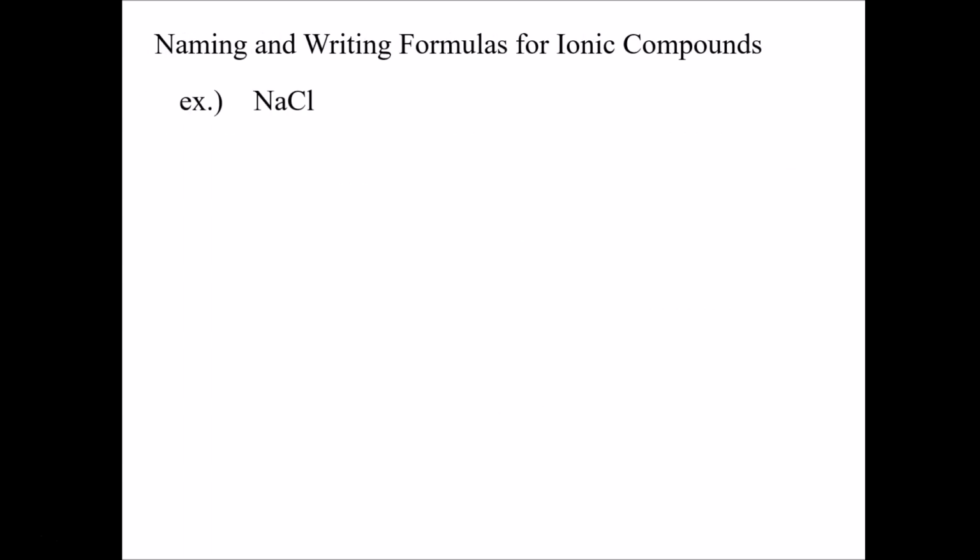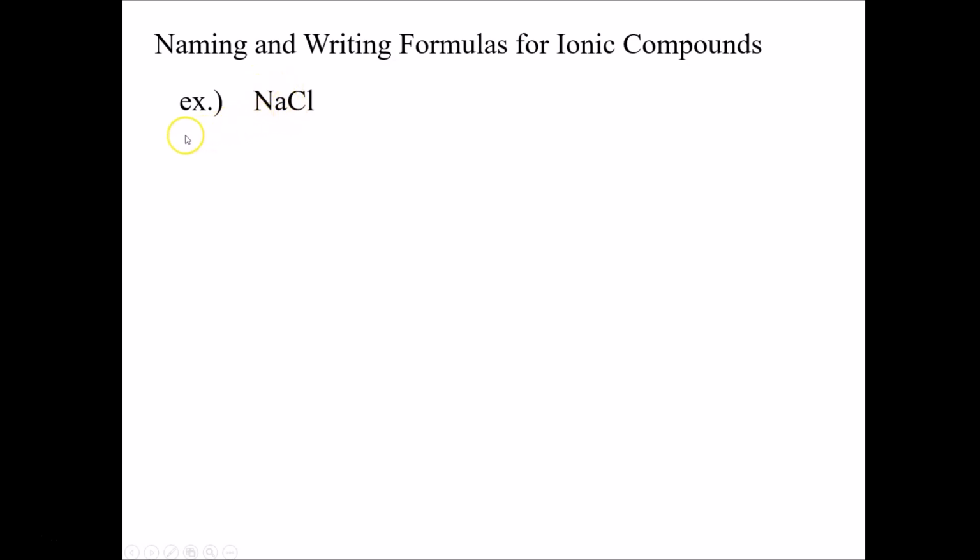All right, we're going to start off nice and simple here. NaCl. I know it's an ionic compound because it begins with a metal and it ends with a nonmetal. Okay, so metal, nonmetal is ionic. So I'm going to use the rules that I just learned. And I just learned that the first thing in the formula is the positive. That's my cation.